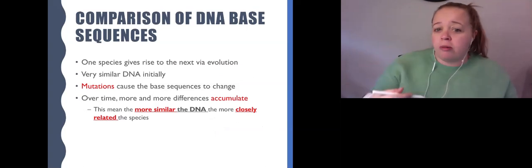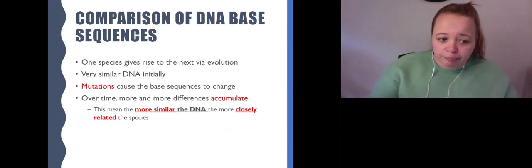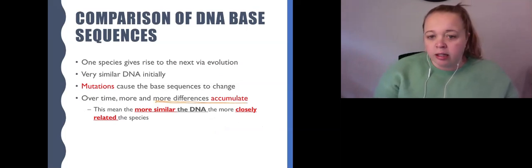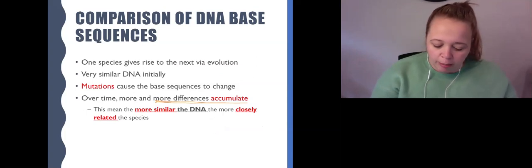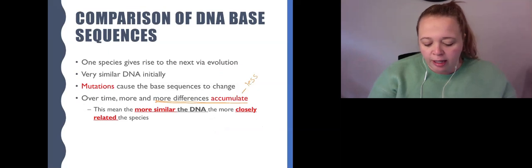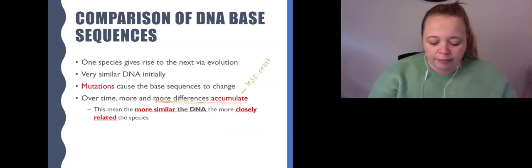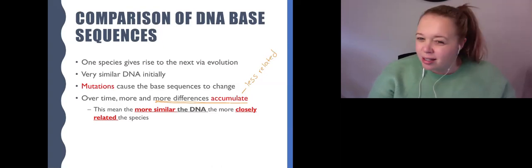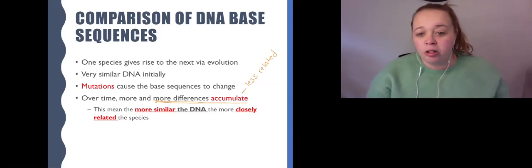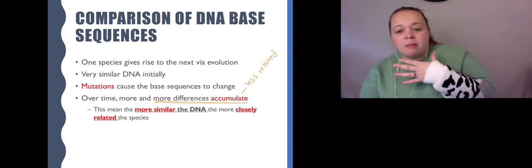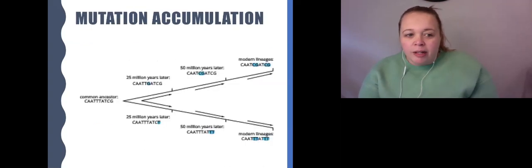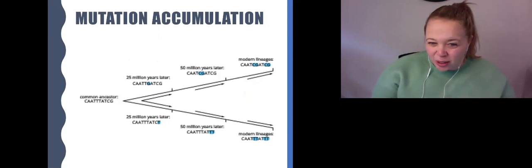So mutations accumulate randomly over time. But over time, more and more differences accumulate. This means that you are less related. Yeah? So the more differences you get, the less related you are. It's the same as amino acids. It also means the converse, which means the more similar your DNA, the more closely related the species. Now, they've taken this bit off the course this year.